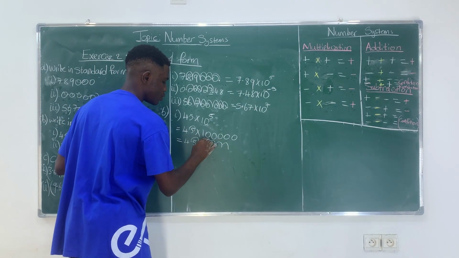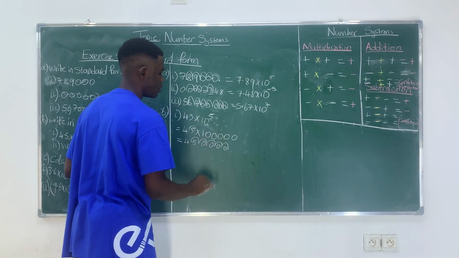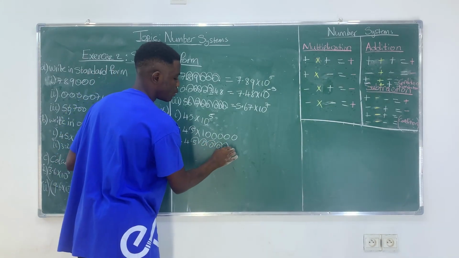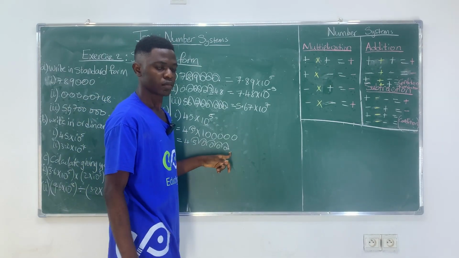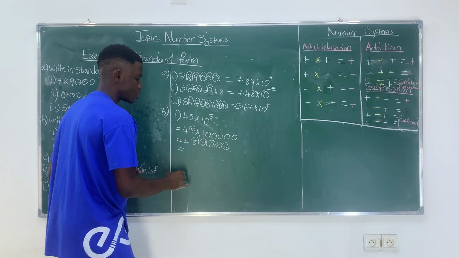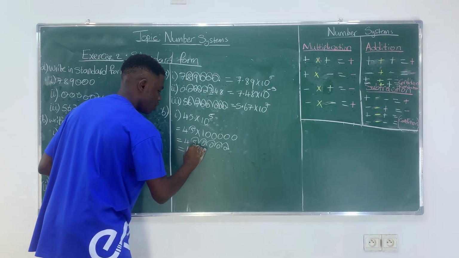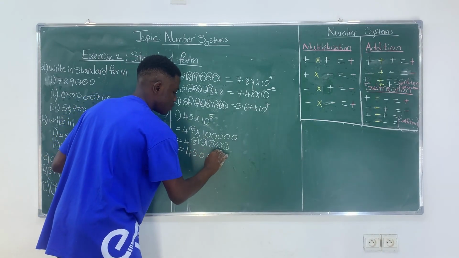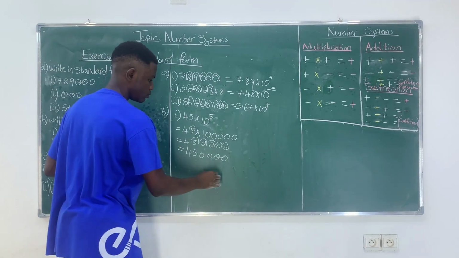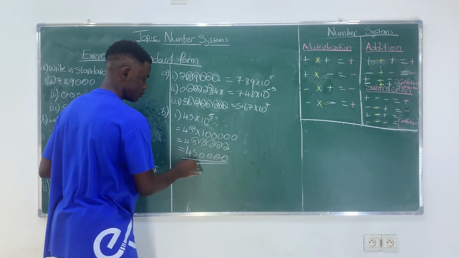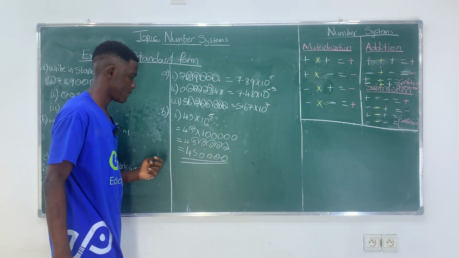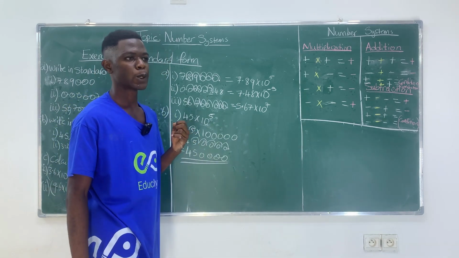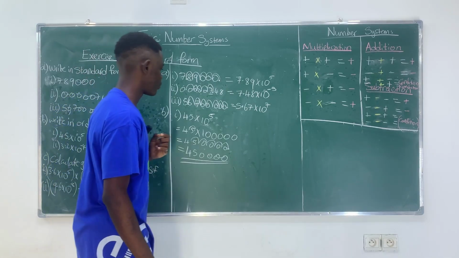We fill out the places with zeros, and we put our decimal point. Our decimal point leaves here and comes here. So what will be the final answer? You can just recopy this. We'll have 4, 5, 0, 0, 0, 0. And that is the final answer like that.